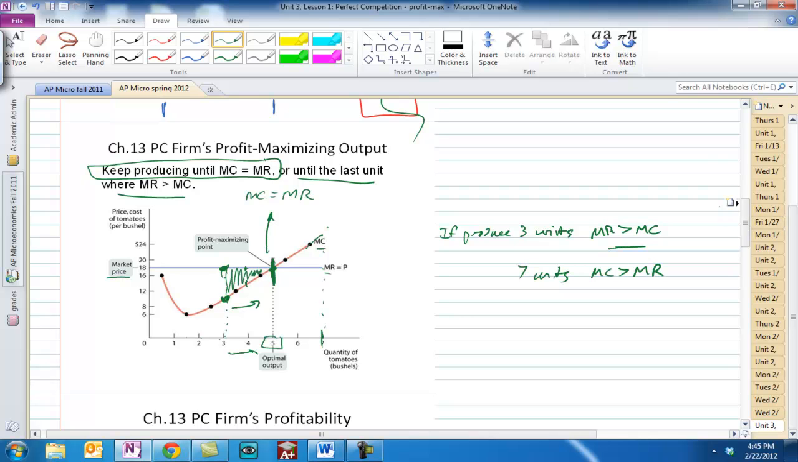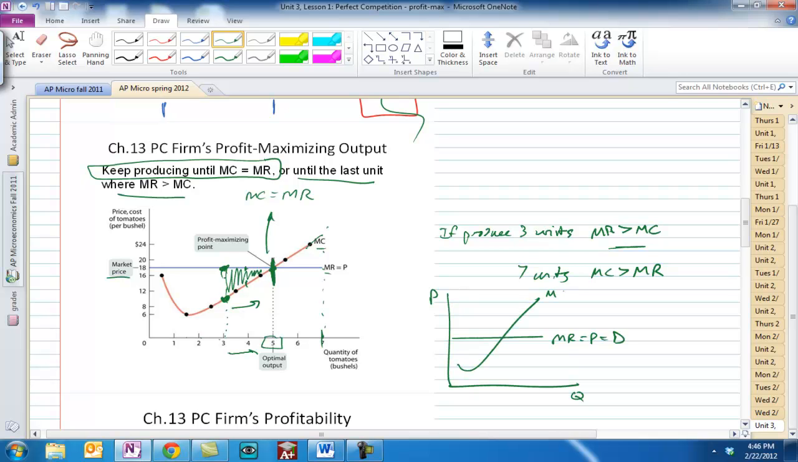Okay, so there's how you do this with a simple graph, and you should get real familiar with this. This is the standard graph of a perfect competitor in the short run. You can call this quantity and this price, which is the simplest notation that works. This is the marginal revenue, which is equal to the price, which is equal to the firm's demand.